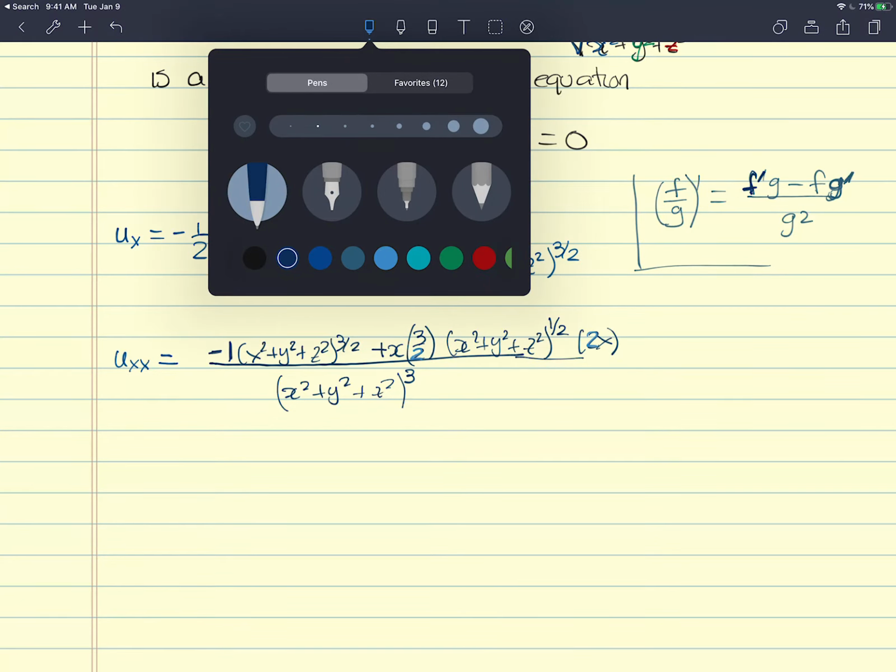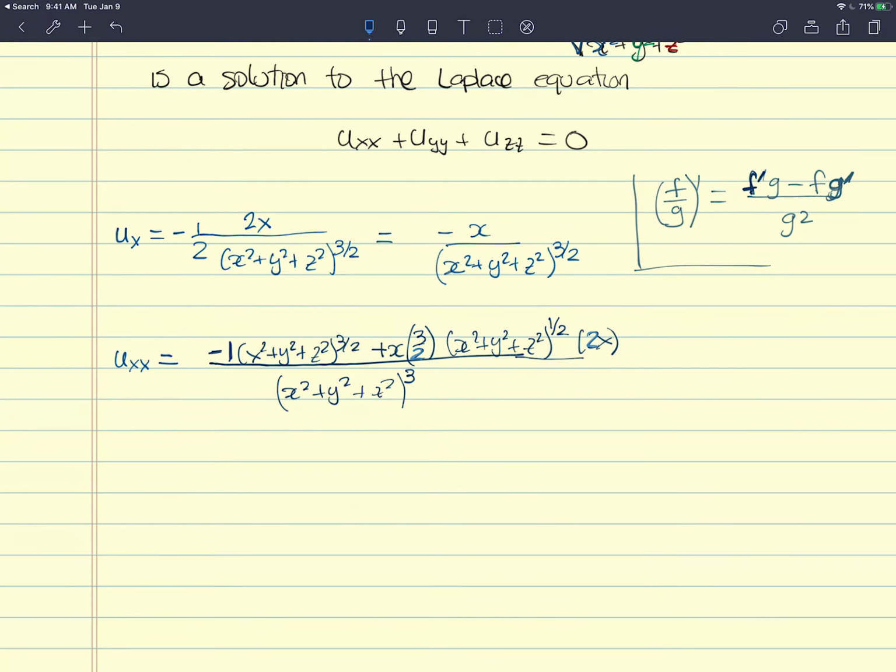So let's put this together. So this becomes, I'm going to do a little bit of an extra step here, which I really don't need, but I'll do it one more step. I have a negative, just to clean this up a little bit. So this to the 3/2. Then I'm going to have plus 3x squared times x squared plus y squared plus z squared to the 1/2. Denominator is x squared plus y squared plus z squared to the third power.